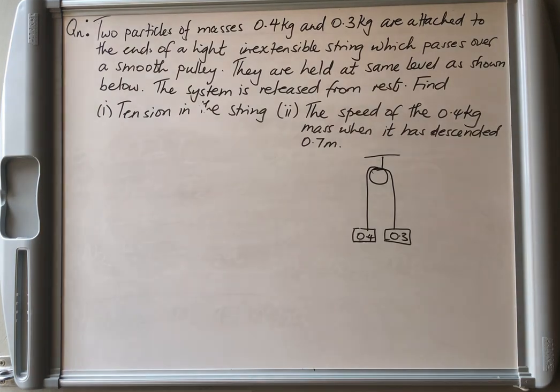That's item number 1. Number 2, find the speed of the 0.4 kg mass when it has descended 0.7 meters. So here you are asked to calculate the tension and the speed. But there are a few things that we have to know when it comes to connected particles. So for all connected particles, this is what you have to know.